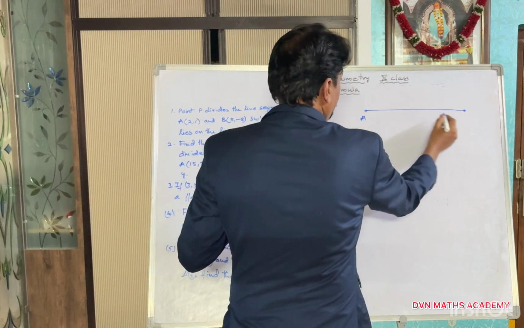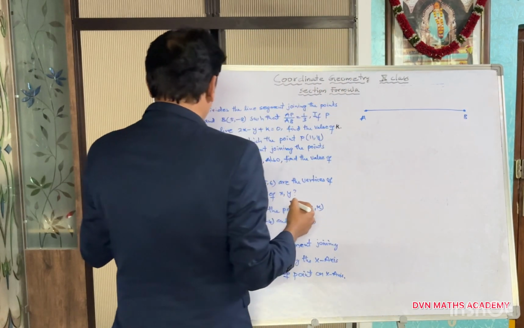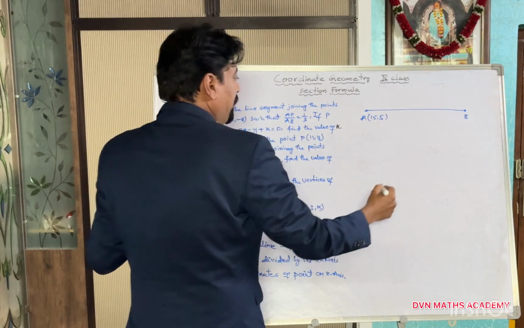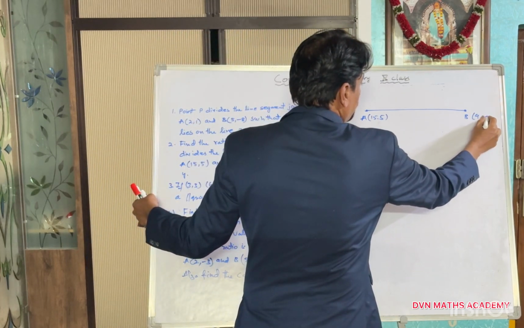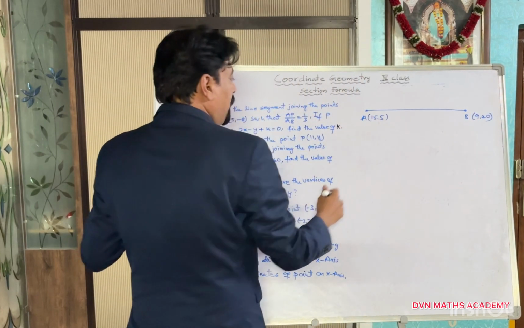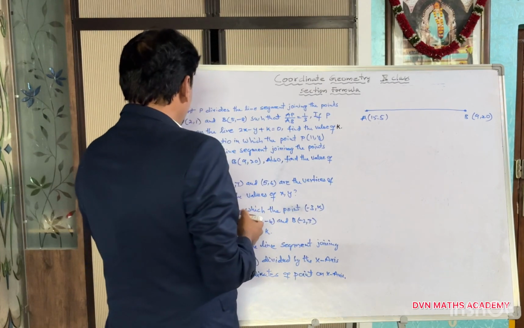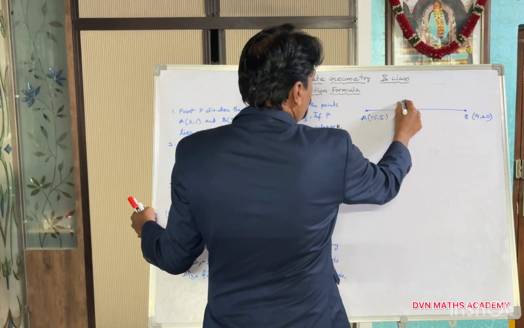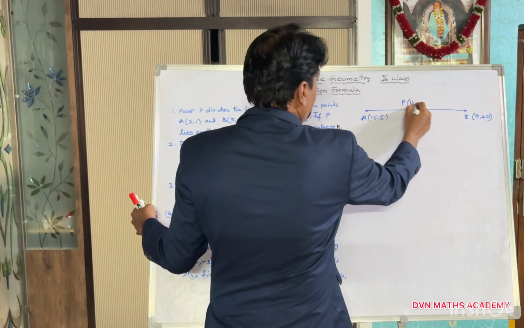AB is one line segment, and the coordinates of A are given as (15, 5) and B is (9, 20). Find the ratio in which point P, which is on this AB, divides it, so that the coordinates of P are given as (11, y).